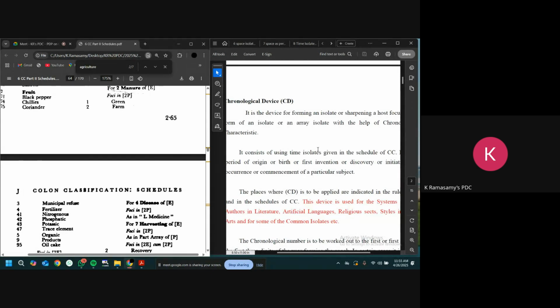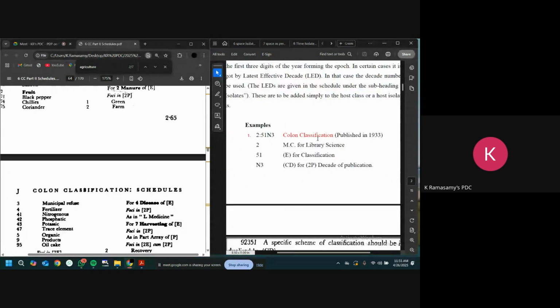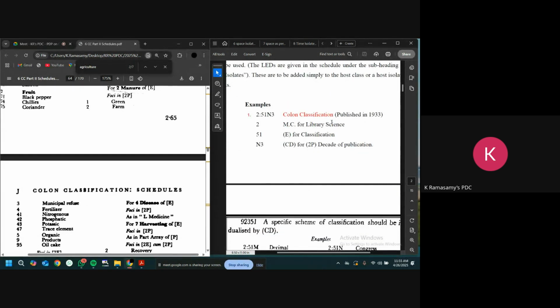First one is chronological device. That is using the number taken from time isolates, which are listed in page number 2.7. You can construct a good number of isolate numbers, and you can even sharpen the already existing isolate numbers. For example, there's a title called colon classification. If you search for the number for colon classification, you cannot find it anywhere. There is no number given for colon classification. Of course, there is a number for classification, which is 2:51. 2 is library science main class, and 51 is classification, 2:51. This I can find out. But how can I construct a number for colon classification?